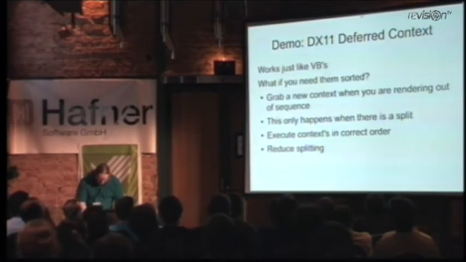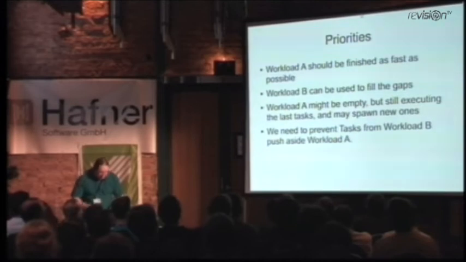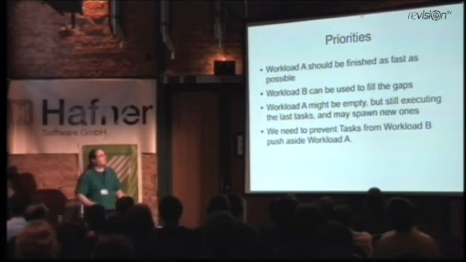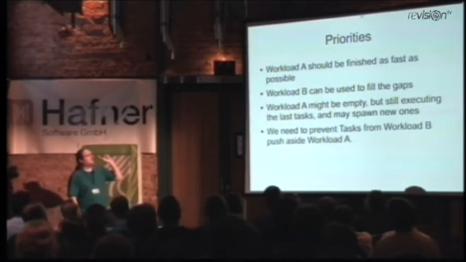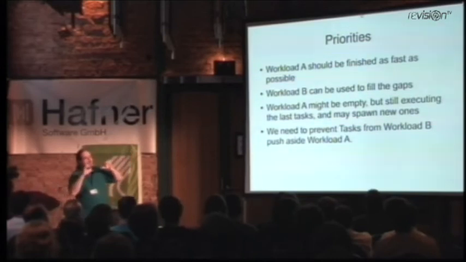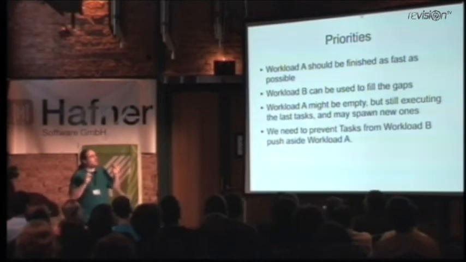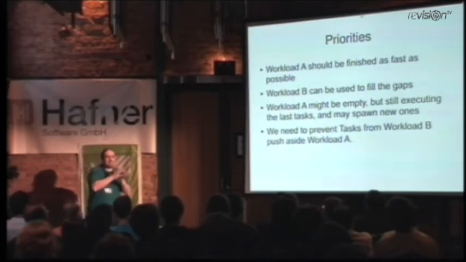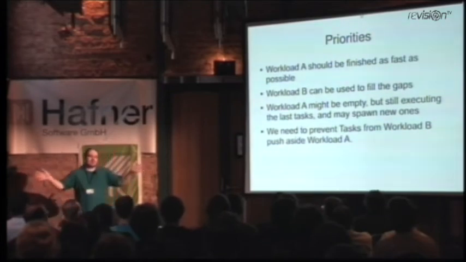First, I want to define the problem very clearly. This is a little bit confusing. Workload A should be finished as fast as possible. Workload B, this is the yellow stuff, can be used to fill the gaps. But even workload A might be empty, but still executing the last task. And that last task might spawn a bunch of other tasks.